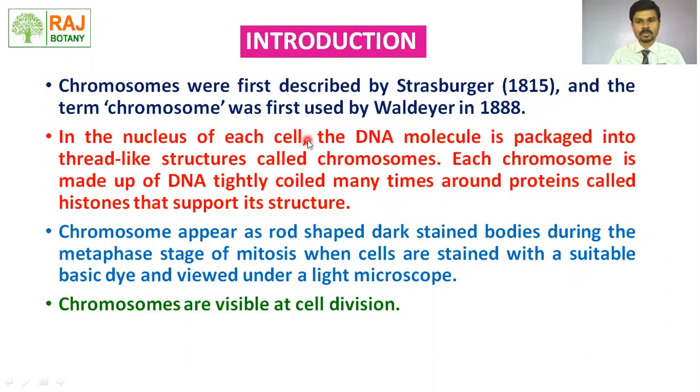As we know, in a eukaryotic cell, all the genetic material, that is DNA, is present inside the nucleus, and this DNA plus histone protein gives formation of the chromosomes. DNA is tightly coiled around a protein called histone to give the appearance of chromosomes, and these chromosomes are rod shaped. When we apply stain, the chromosome takes that stain and appears colored.